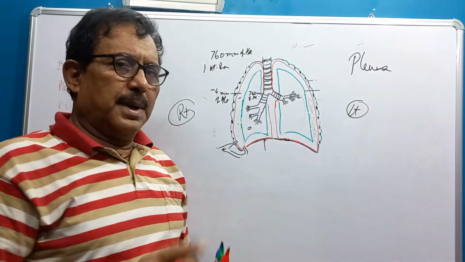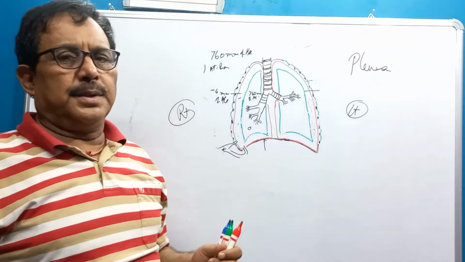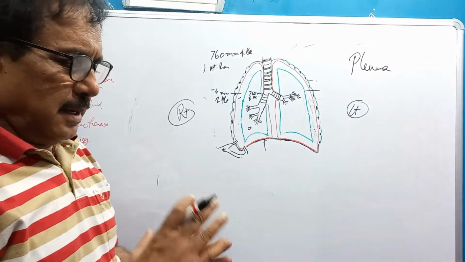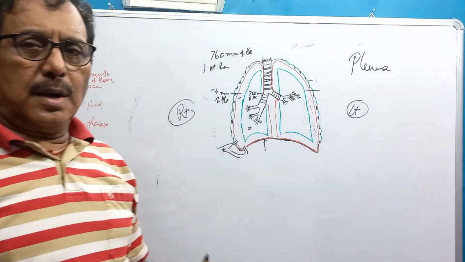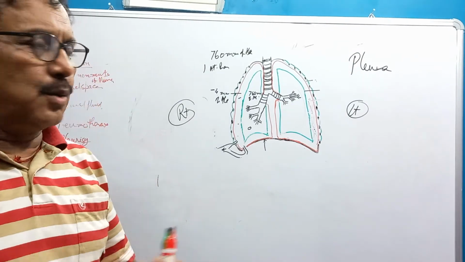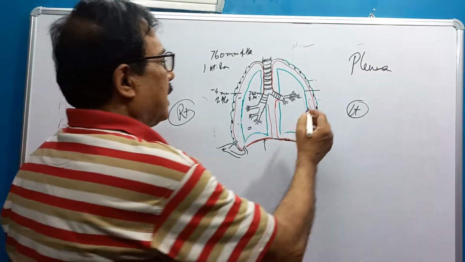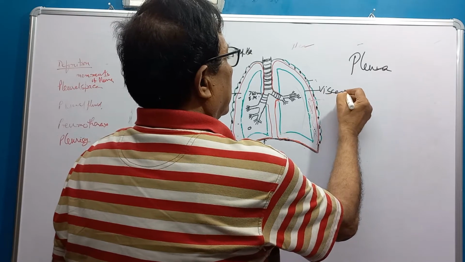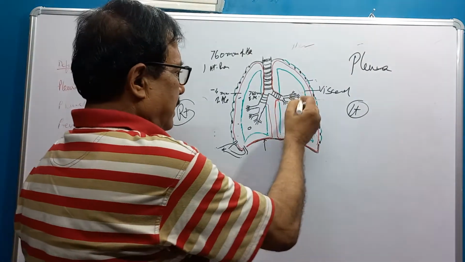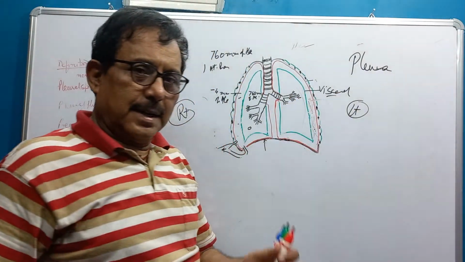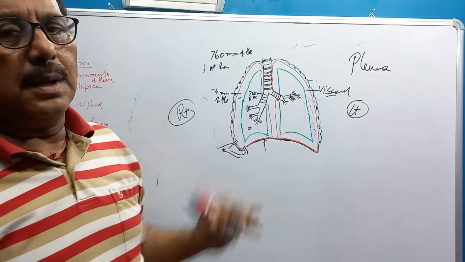Pleurae means plural of pleura. The pleura has two layers. One is the visceral layer, that is very much related, adjacent, or adherent to all surfaces of the lung, including fissures. This is the visceral pleura. Visceral pleura is adherent to the lung from all sides. It is covering the lung and it is adherent with the lung tissue. Therefore, it is impossible to remove the visceral pleura.